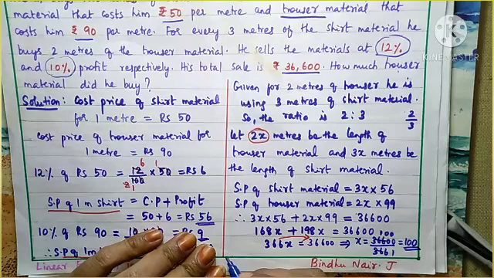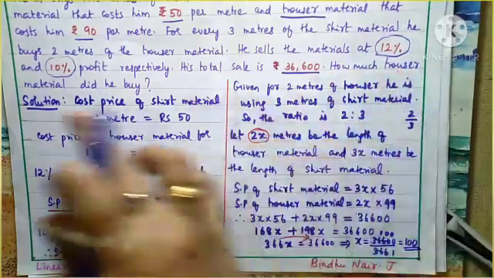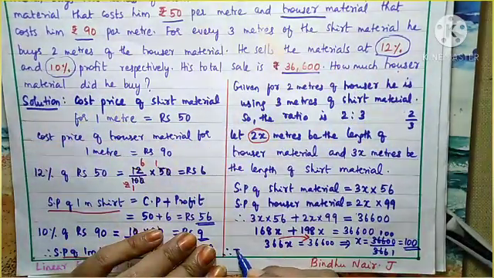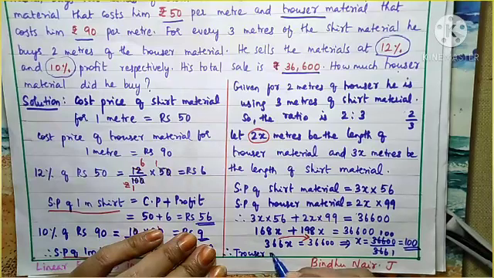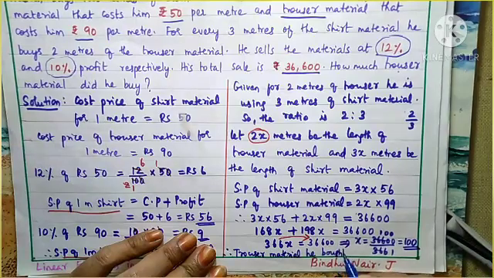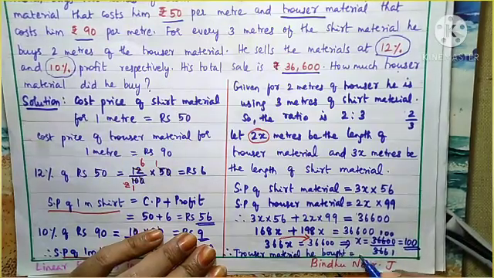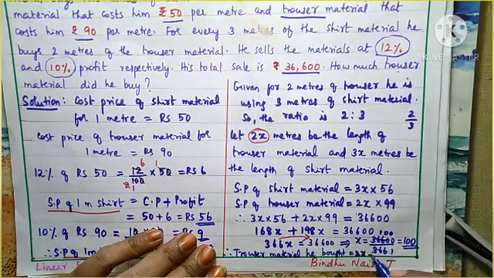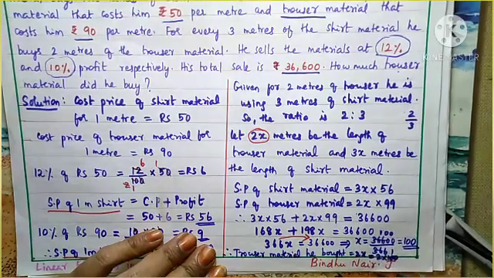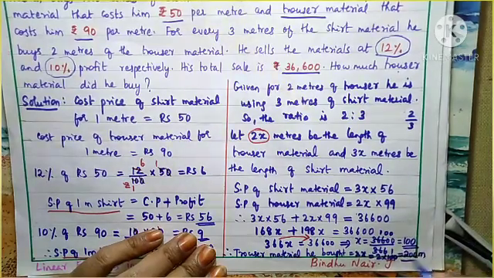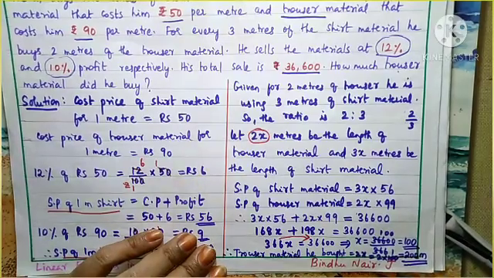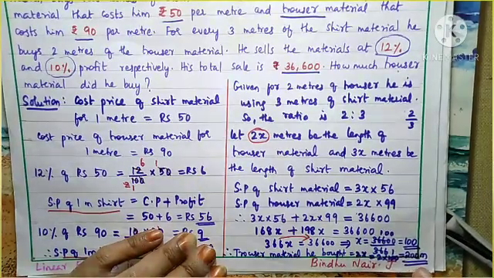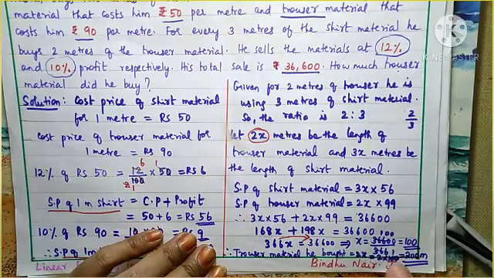So finally you want to write, therefore length of, that is the only question, how much trouser material did he buy? So therefore trouser material he bought equal to, yes, 2x, no? So 2x, that is 2 into 100. Okay, so what is 2 into 100? 200 meter. Okay, understood? So total 200 meter of trouser material he bought.